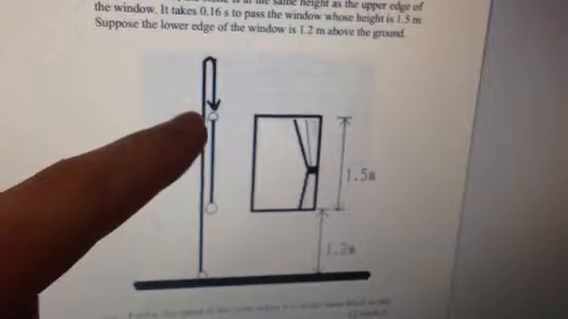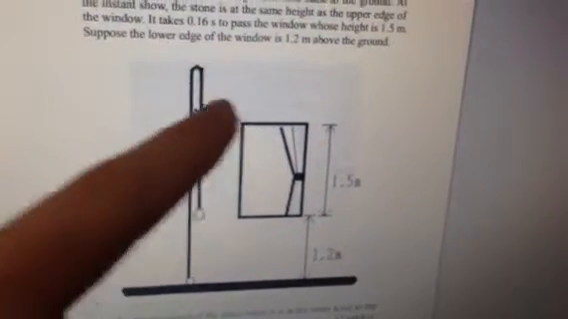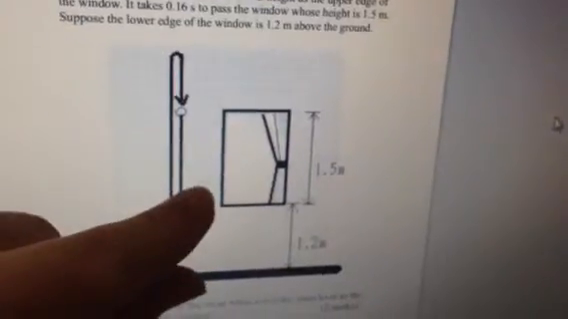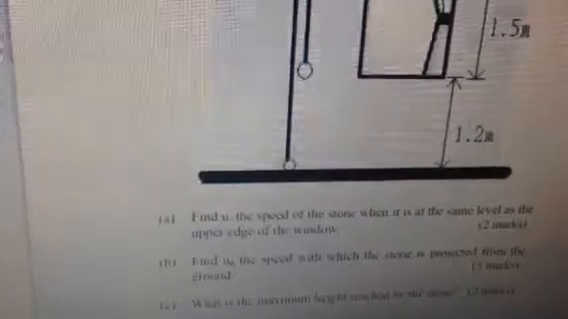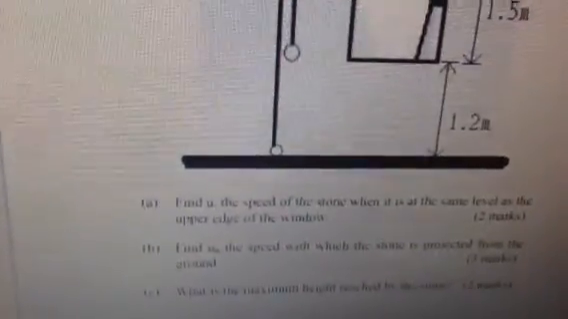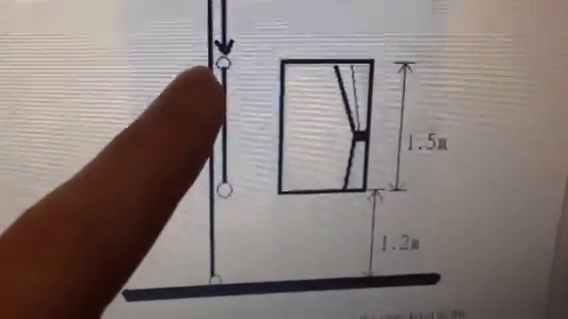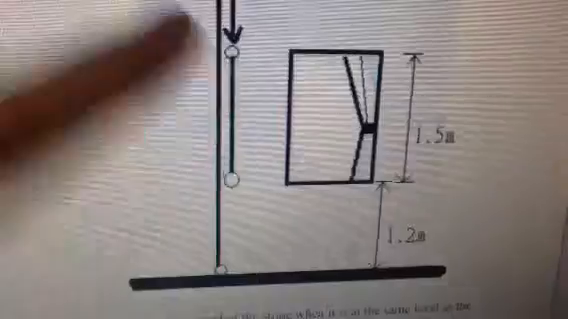It takes 0.16 seconds to pass the window whose height is 1.5 meters. Suppose the lower edge of the window is 1.2 meters above the ground. For question A, we have to find the speed of the stone when it's at the same level as the upper edge of the window. So we have to find the instantaneous speed of the stone at this moment.